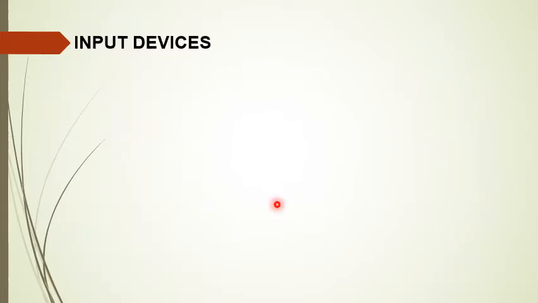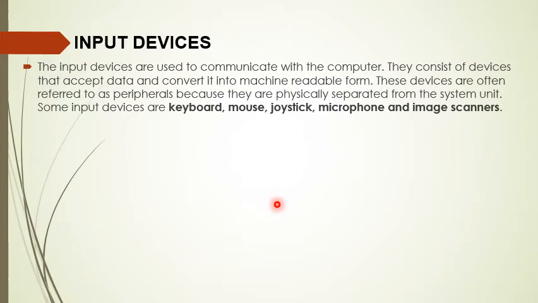Today our first topic is input devices. As most of you know, input devices are used to convert your input data into a machine readable form. Another name which we give to the input devices is peripheral devices. Basically, peripheral devices include input devices as well as output devices. They do not come with the system unit. They are separate from the system unit, so we attach them to the computer.